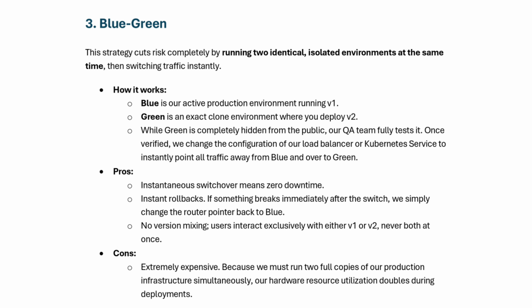Now blue-green deployment strategy in Kubernetes. This strategy cuts risk completely by running two identical isolated environments at the same time, then switching traffic instantly. How it works: blue is our active production environment running version 1. Green is an exact clone environment where we deploy version 2. While green is completely hidden from the public, our QA team, or quality assurance team, fully tests it. Once verified, we change the configuration of our load balancer or Kubernetes service to instantly point all traffic away from blue over to the green.